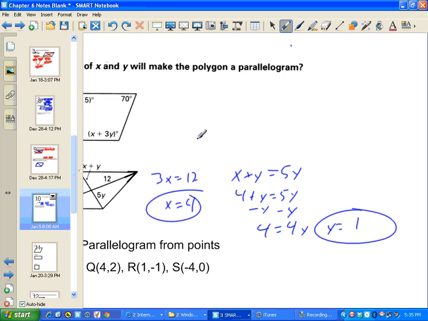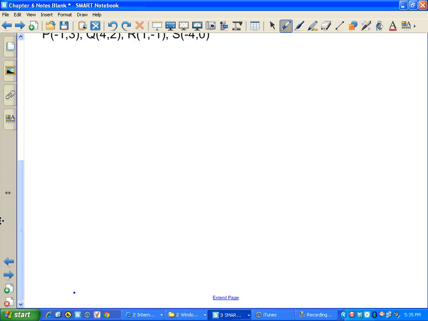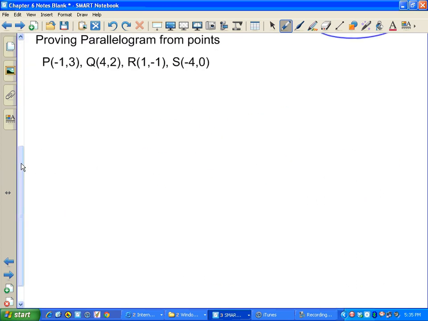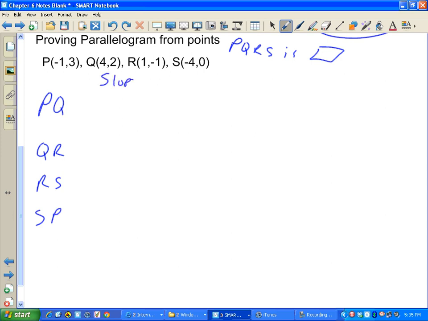So let's go through and look at how we do that. If I've got these points, and I want to prove that PQRS is a parallelogram, I'm going to look at each side, PQ, QR, RS, and SP, and I'm going to look at their slope and their length.